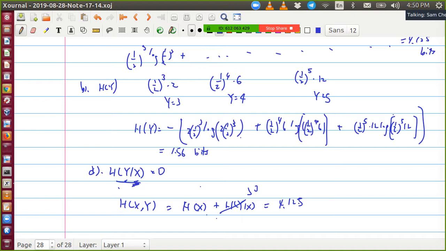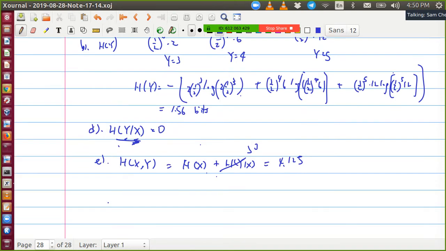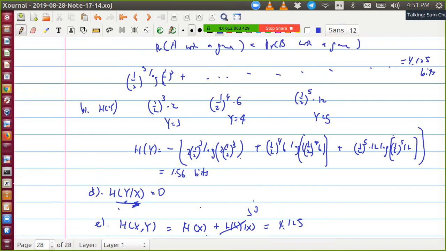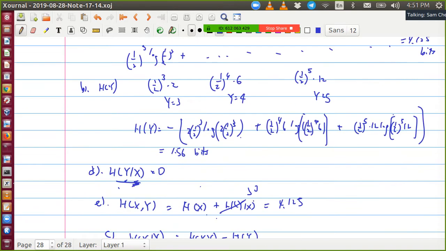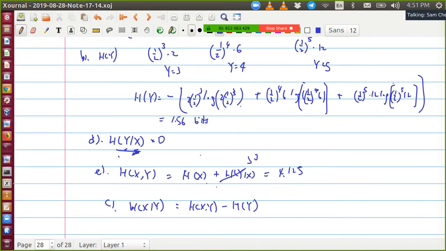So this is the E part actually. I asked here in the E part. Then there's a C part here asking like H(X|Y). So now you have H(X,Y), then it will be just H(X,Y) minus H(Y), right? So you have H(X,Y) and H(Y), then it's actually equal to 4.125 minus 1.56, which is something like 2.57, or 2.56, something like that.